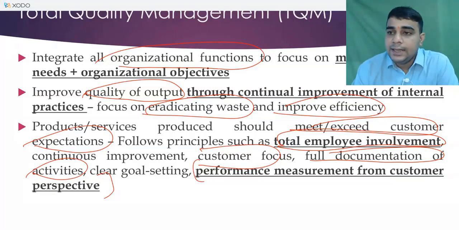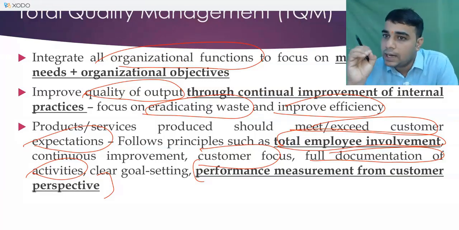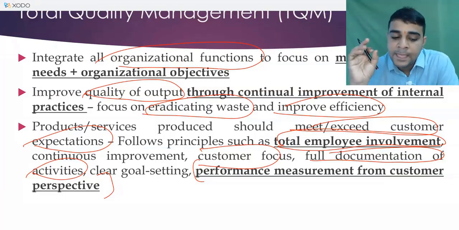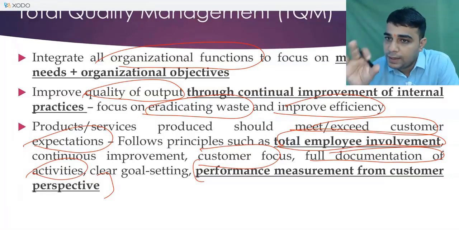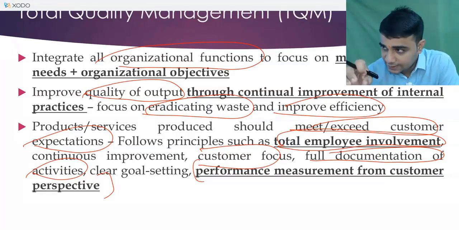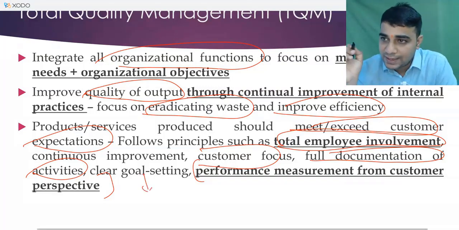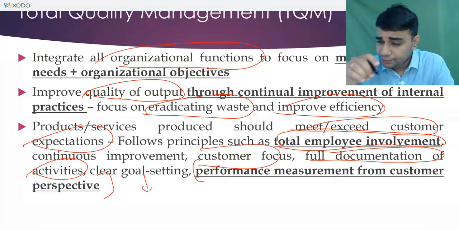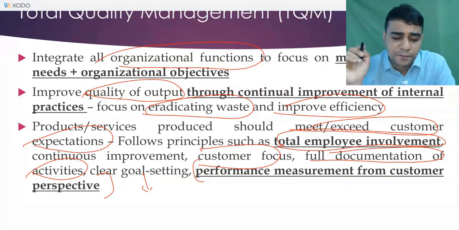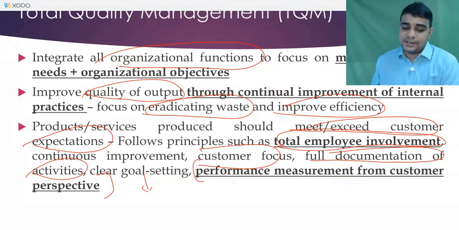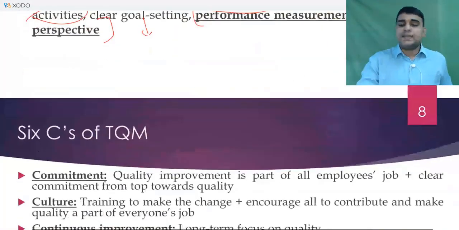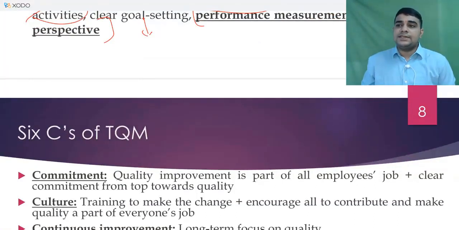So TQM focuses on ensuring all employees are involved in the exercise. There is a continuous improvement which is needed. I need a customer focus. Whatever goal I set would be based on customer requirements. Performance measurement is also from the point of view of the customer side. Next is something called the 6 C's of TQM. There are 6 areas which TQM focuses on.